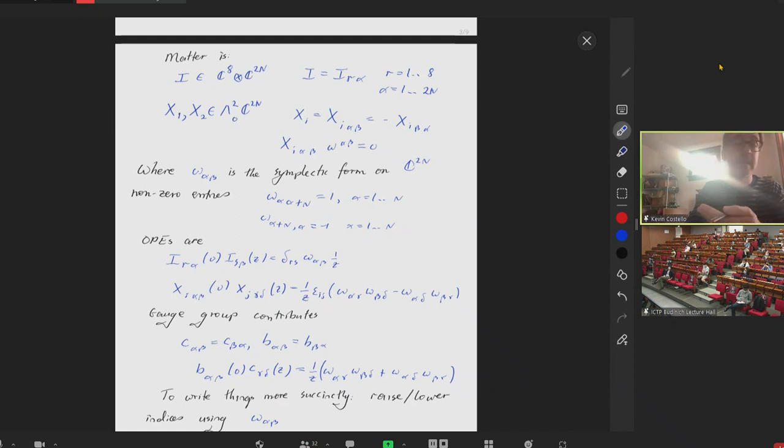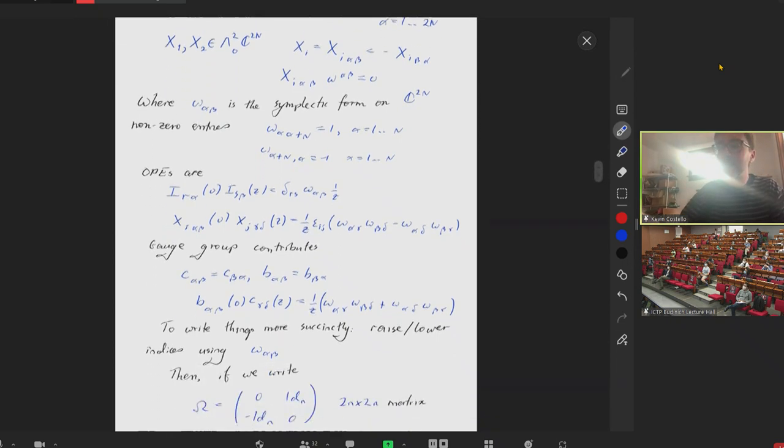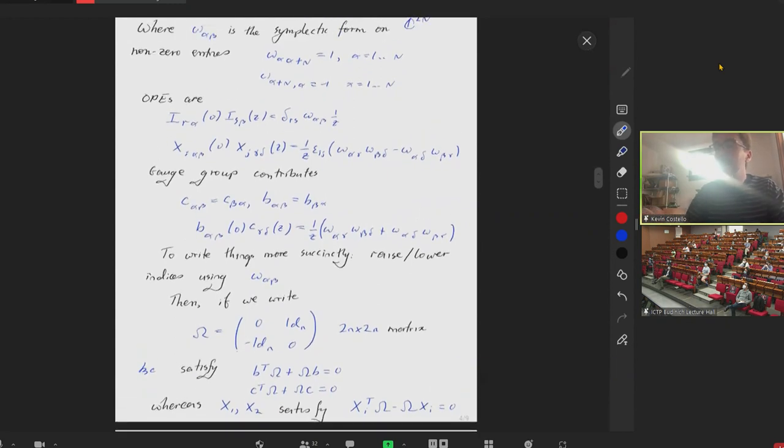And just like in the SU(2) case, of course, we need to introduce the BC ghosts. Because we're in the group Sp in this case, B and C are symmetric matrices. If we write things a little more succinctly, let's write omega here for this 2n by 2n matrix. And the symmetry properties of B and C are expressed here: B transpose omega plus omega B equals 0, and similarly for C. And X1 and X2 satisfy a similar condition.